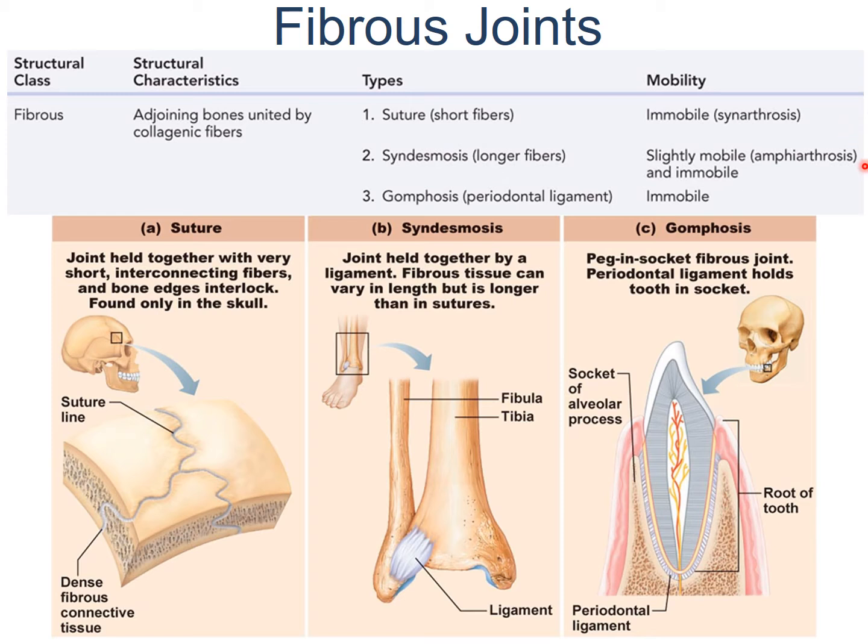For the syndesmosis, we've got some slight movement, so this would be an example of an amphiarthrosis. And for the gomphosis, again, pretty immobile, so that would be a synarthrotic joint. Now for exam 3, you've got to learn the examples of each type of fibrous joint, and we see those in the little panels over here. The suture is a joint held together with very short interconnecting fibers and bone edges that interlock. This is found only in the skull.